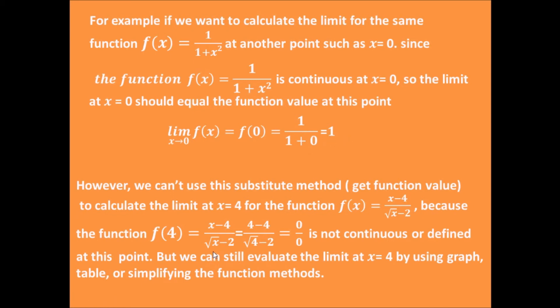However, we can't use this substitution method to calculate the function limit at x equals 4 for the function f(x) equals (x minus 4) divided by (square root of x minus 2). Because when we put x equals 4 into the function, we get the expression 0 divided by 0, which is not defined, so the function is not continuous at the point x equals 4. So we can't get the function limit at x equals 4 by calculating the function value at this point.